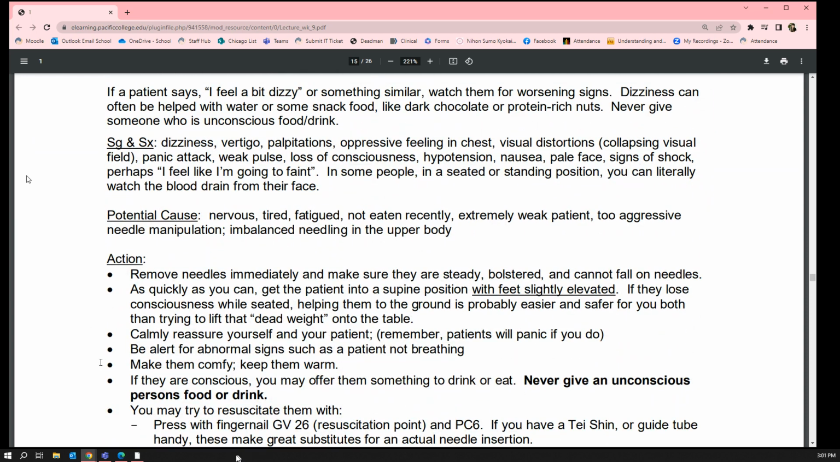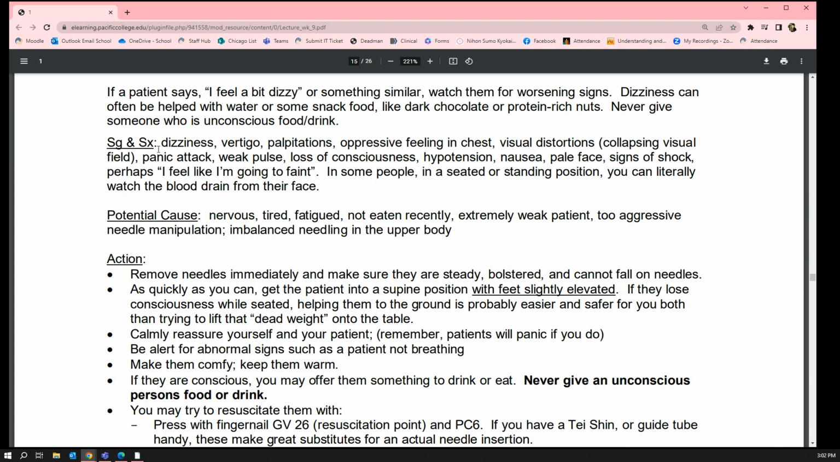So if a patient says they feel dizzy or they feel funny, oftentimes people know when they're going to pass out. The last time I passed out, the last thing that I said was, I think I'm going to pass out. So oftentimes people will know, especially if they have a history of losing consciousness. Dizziness is oftentimes a precursor to losing consciousness. So if they say something like they feel dizzy, they feel like they're going to pass out, we want to keep an eye on them. If they start to get worse, we are going to move into action phase here.